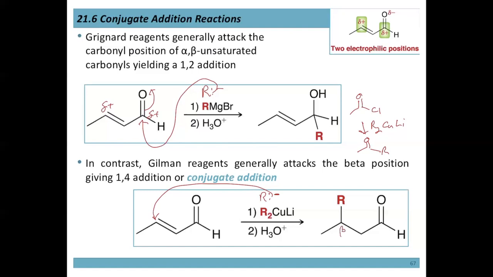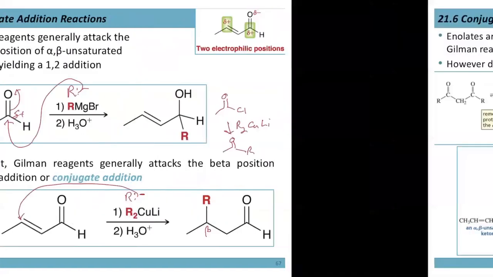So the take-home message is Grignards are always going to add to the carbonyl. Gilman are going to do something different. With acid chlorides and anhydrides, they add once. And to alpha beta unsaturated carbonyls, they add to the beta position.